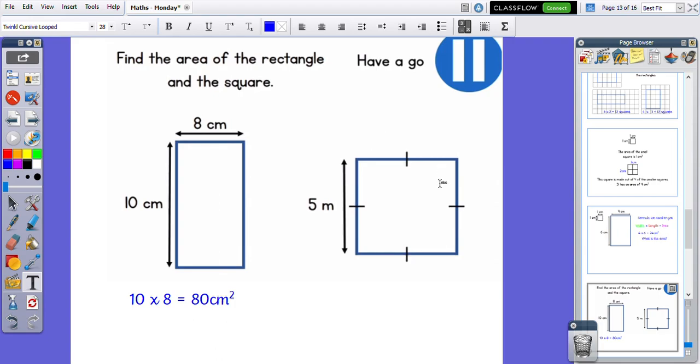And this one, it's only given me the length of one side. But hopefully you used your knowledge of shape and knowing that a square has all sides the same length. So you knew that if this side was 5 metres, this side would be 5 metres, and so would this side, and so would this side. So really, I just need to do 5 multiplied by 5 to give me 25. This time I'm working in metres, and again we are doing 2 dimensions, so it's squared. So I've done the length times the width, just like that.